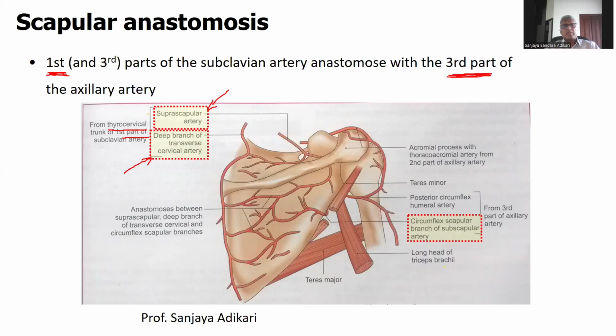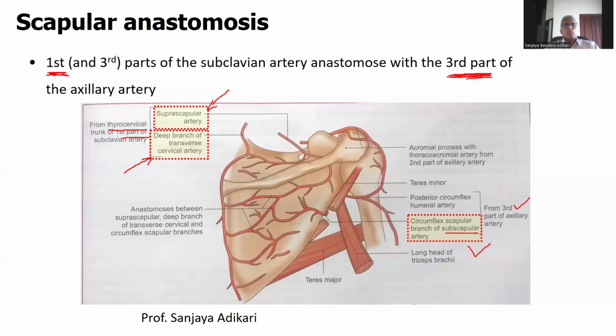And its branches can enter the infraspinatus fossa, and they can anastomose with the branches of the circumflex scapular artery, which is a branch from the subscapular artery, from the third part of the axillary artery. Okay, circumflex scapular is a branch of the subscapular artery from the third part of the axillary artery. So that's why the third part is there.